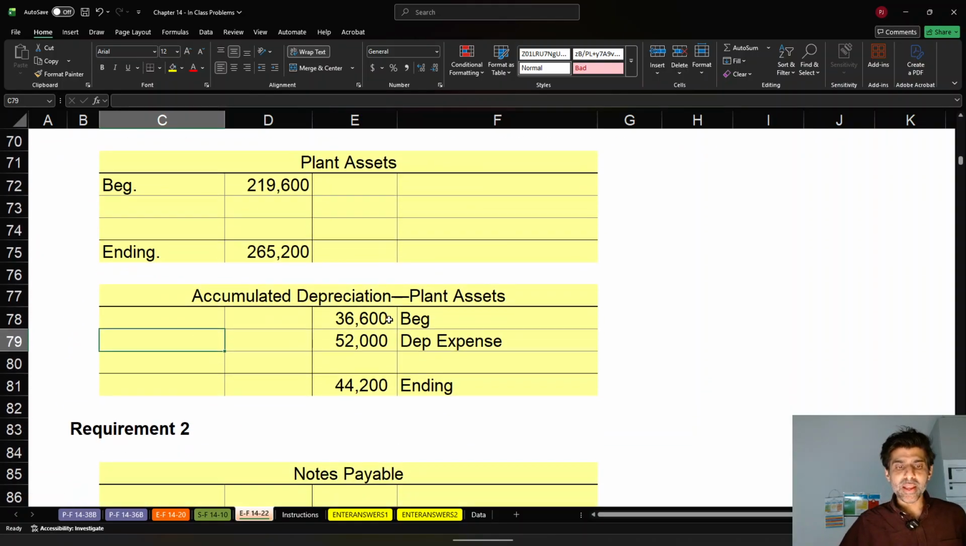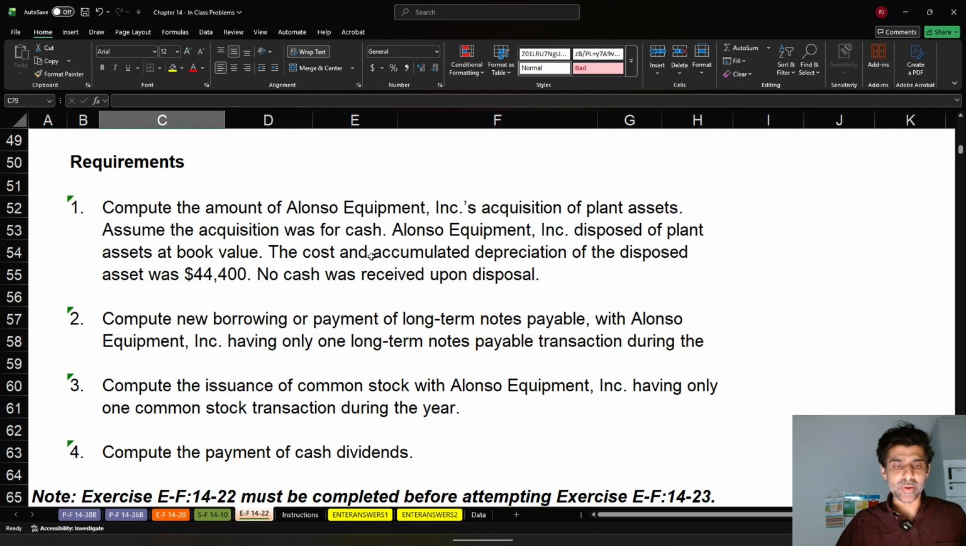So I've filled in what we know based on the financial statements. We don't know exactly what happened with plant assets. We're going to now read the rest of this and try to fill out the rest of it. We know that there was a disposal of plant assets at book value. So what is the book value? The next line is telling us the cost and accumulated depreciation of the disposed assets was 44,400. So what is the book value? If both the cost basis and the accumulated depreciation is 44,400, how much is it?